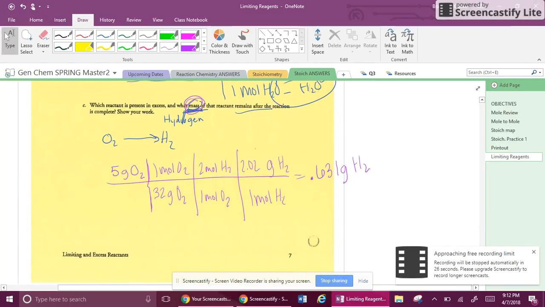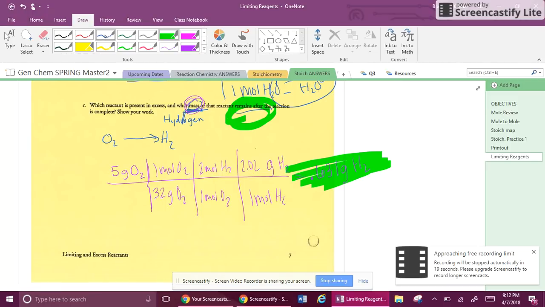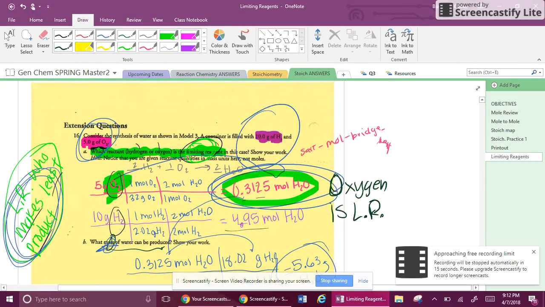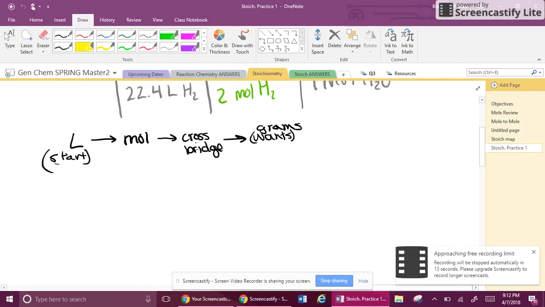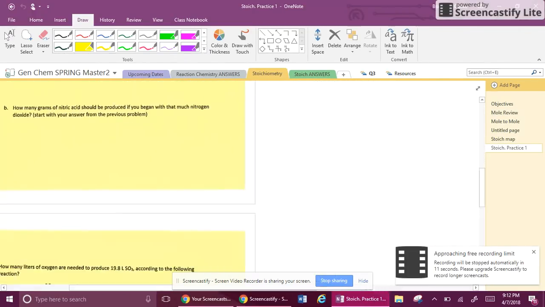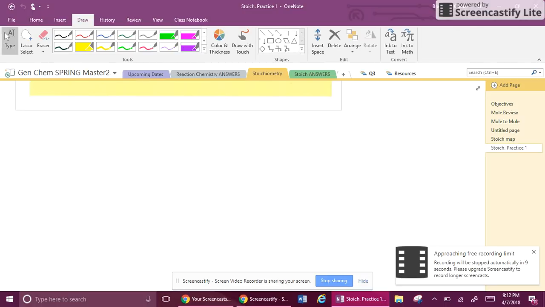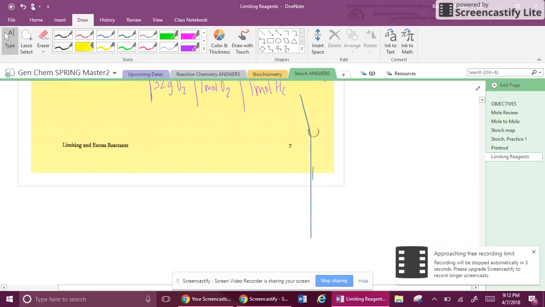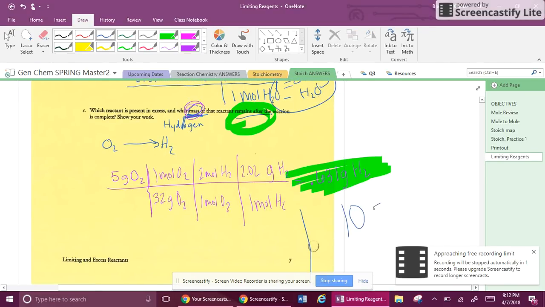Okay, so real quick, if this is how much gets used, then if I want to know how much remains, I just subtract. So I started, if you look up here, with 10 grams of H2, right? I'm going to run out of time. And I just do 10 minus 0.631.